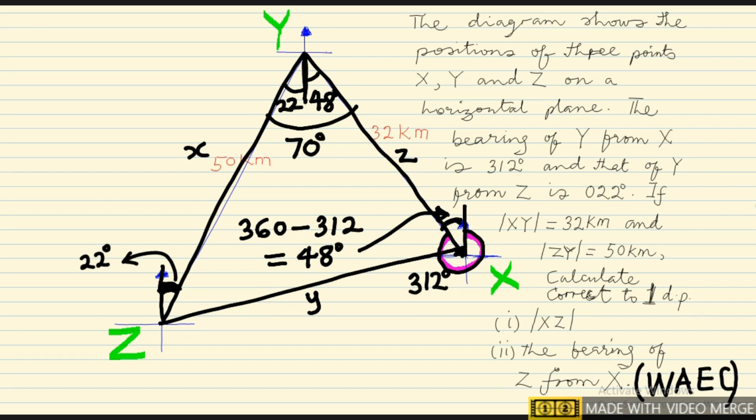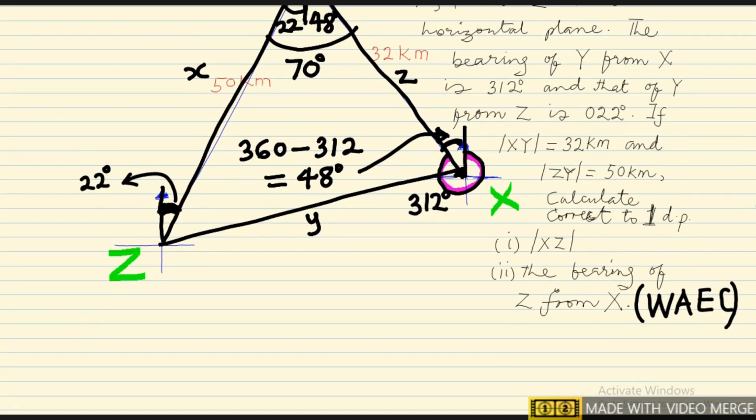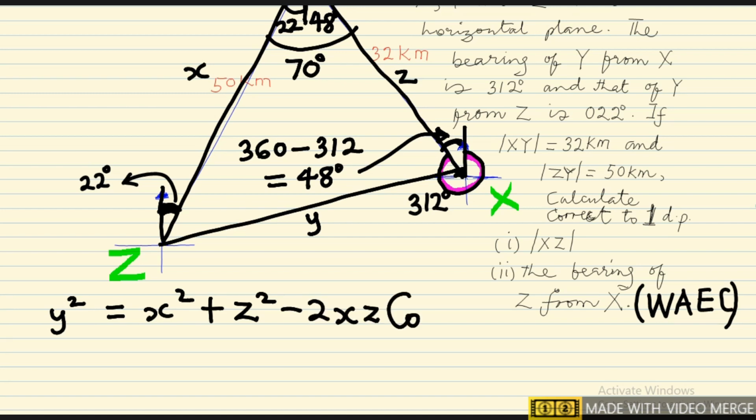So when we have a triangle like this, in which we have two sides, 50 kilometers and 32 kilometers, and the included angle 70 degrees, the angle between the two known sides, of course, cosine rule is sure to use there. So let's use our cosine rule. We start by saying y squared equals x squared plus z squared minus 2xz cos y. That's where we start from, and then we begin to input the values.